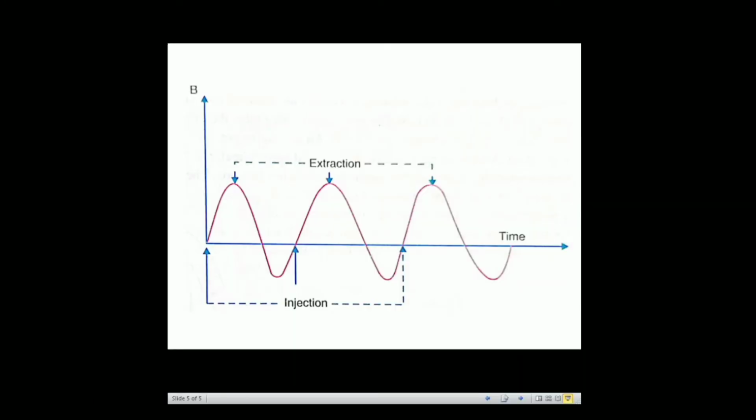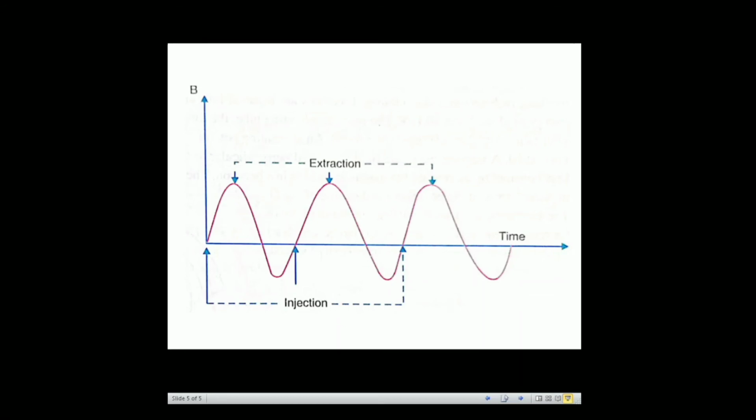This graph shows the variation of magnetic field with time. In a Betatron, the electrons are injected into the chamber at the point when the magnetic field starts increasing. So these are the points where the electrons are injected into the donut shaped chamber. As the magnetic field increases, it induces an EMF which accelerates the electrons. By the time the magnetic field starts from here and reaches here, the electrons may go round many times within its orbit.